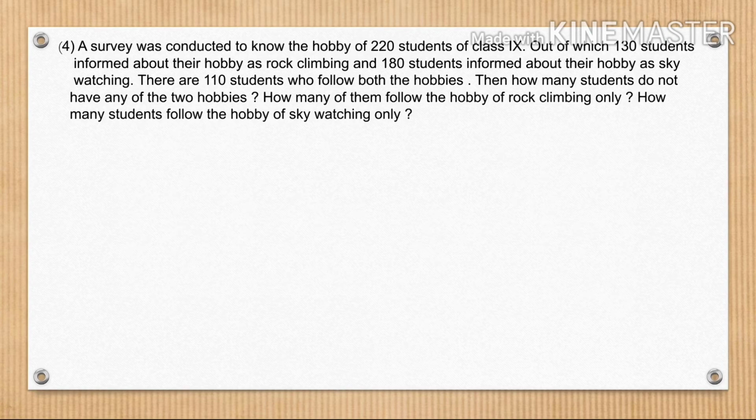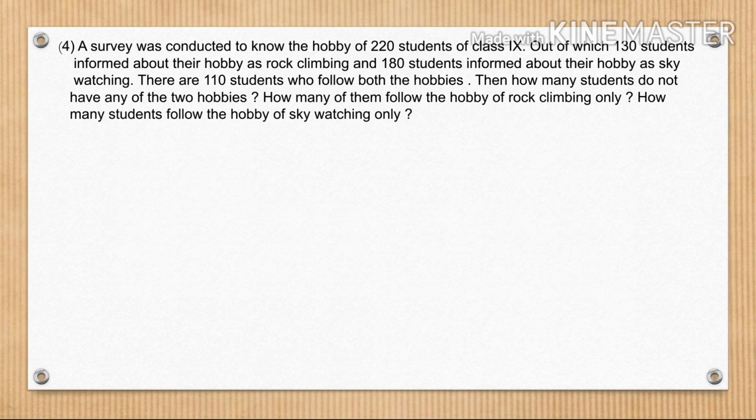Okay. Now in this example, total students are given. There are 120. Then students who like rock climbing are given. Students who like sky watching are given. Then students who have both the hobbies are given. And three things we have to find. Out of that, the first thing is students who do not have any of the hobbies.